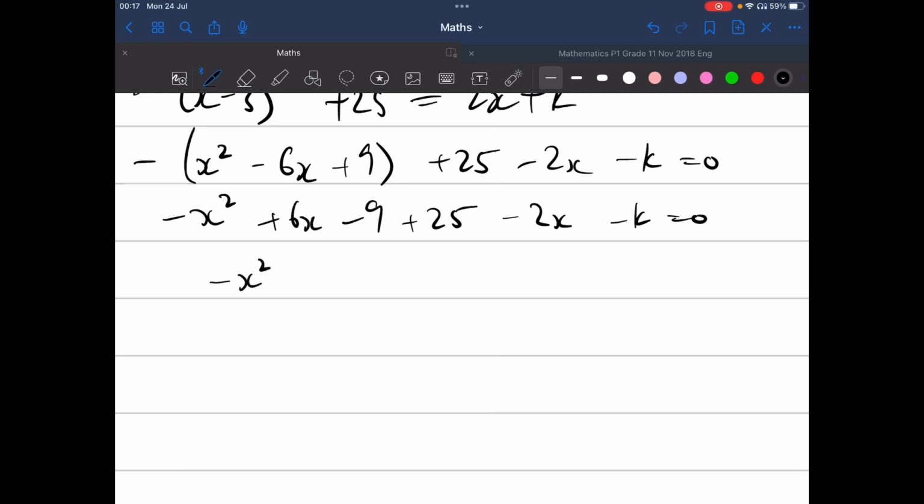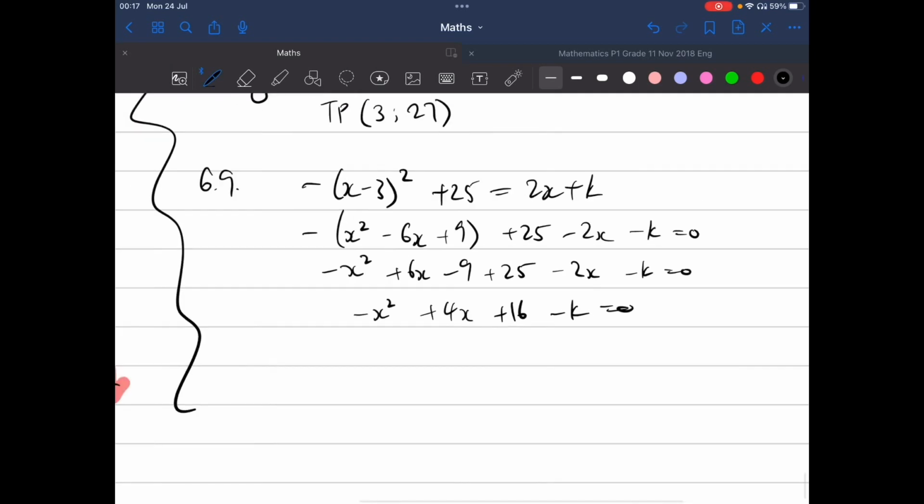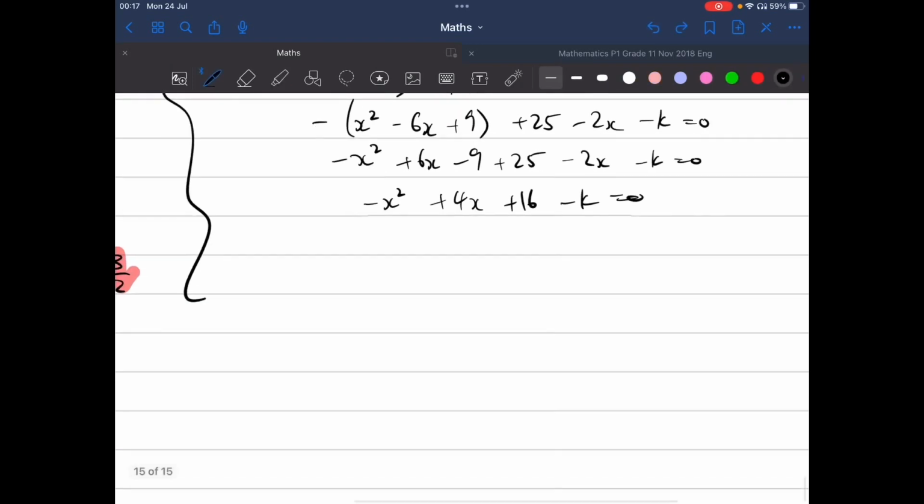So plus 6 minus 2 is plus 4x, and then minus 9 plus 25 is plus 16, and then minus k doesn't have any other terms, right? So what do we have here now? Here we have a quadratic equation, right?